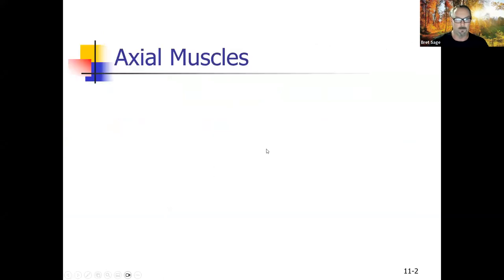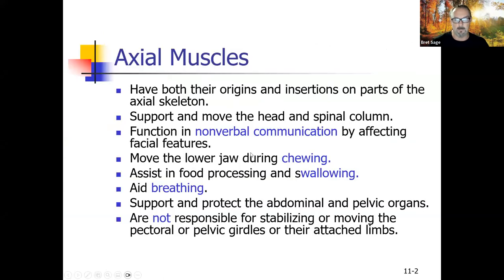Axial muscles have both their origins and insertions on parts of the axial skeleton. That's why they're axial muscles. They support and move the head and spinal column. They function in nonverbal communication, these are the facial muscles. They move the lower jaw during chewing, so all the muscles on the side of your face.